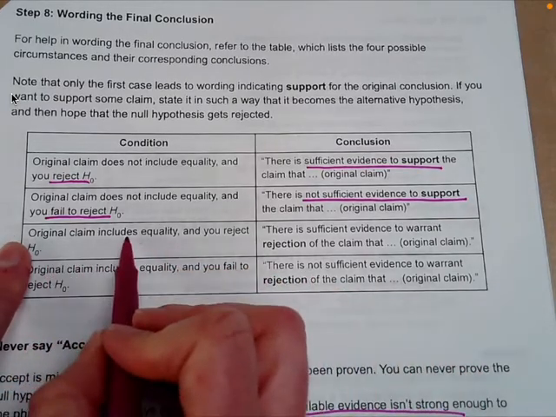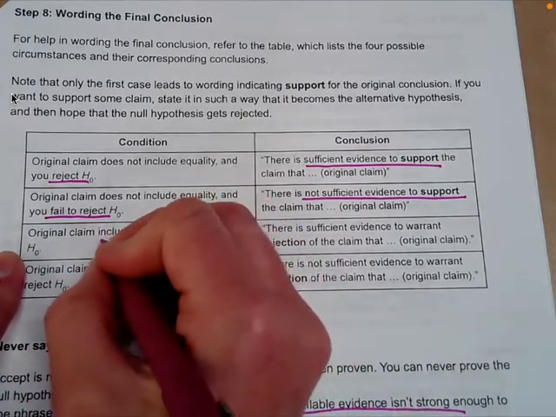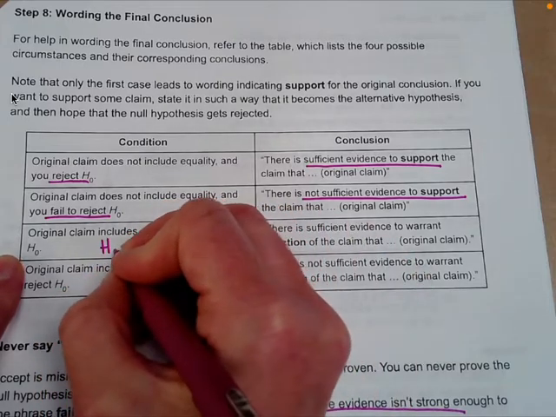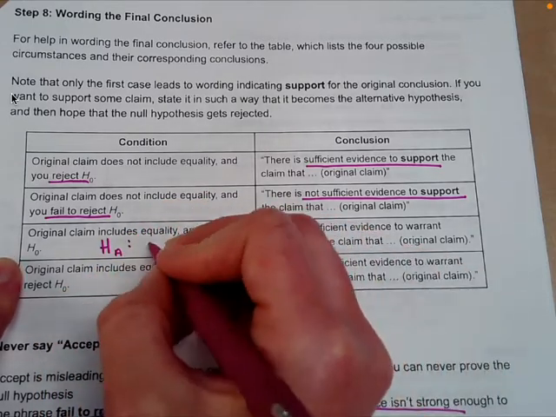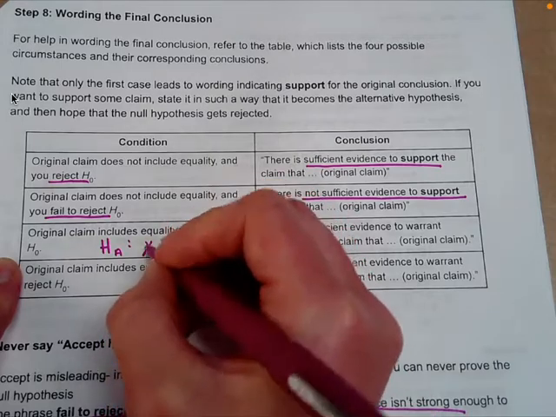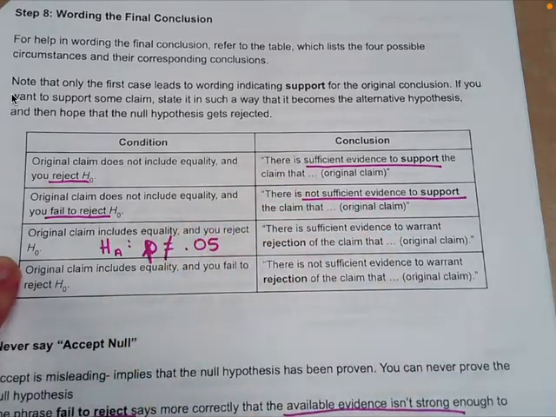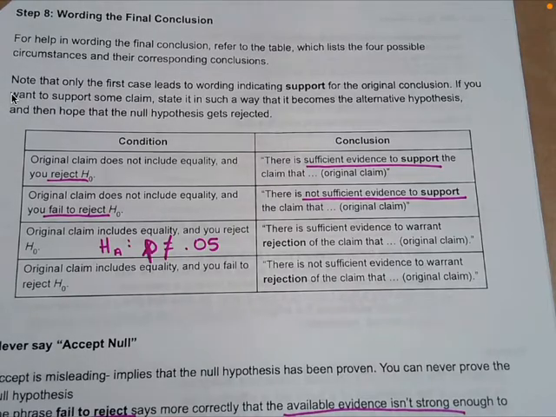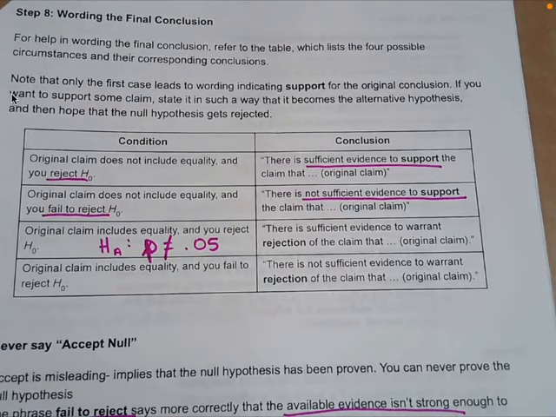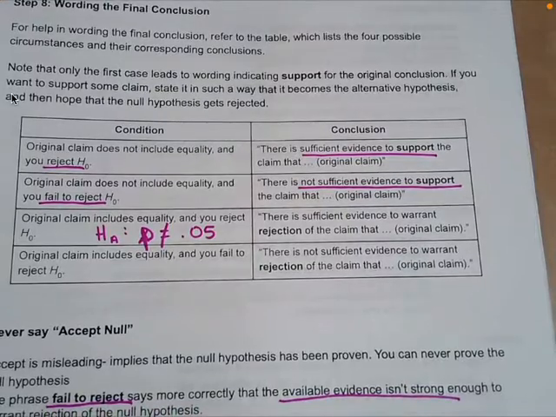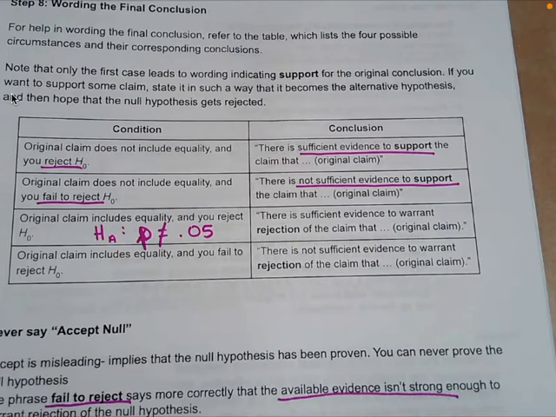If the original claim includes equality, so like if our HA is, let's say, P equals 0.05 or doesn't equal 0.05, and you're rejecting your null, there is sufficient evidence to warrant the rejection of the claim. You fail to reject the null, there is not sufficient evidence to warrant rejection.